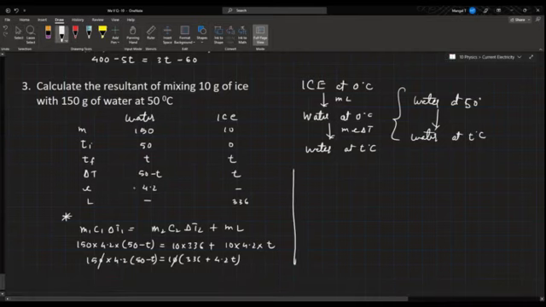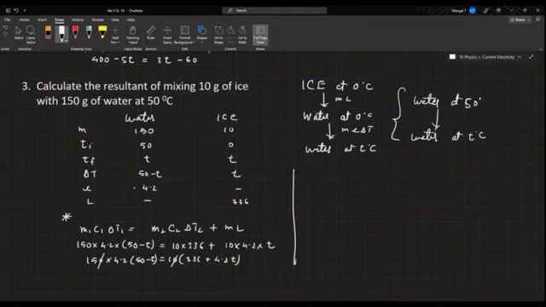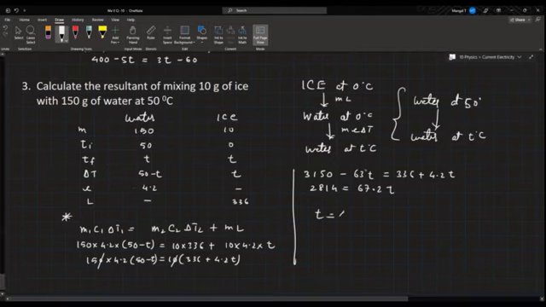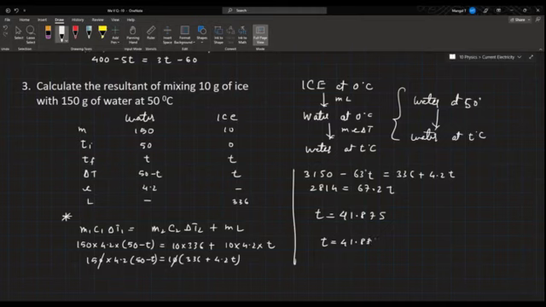So I will have 15 into 4.2, that is 63. 63 into 50 will give me 3150 minus 63T, 336 plus 4.2T. So 3150 minus 336 is 2814, and 63 plus 4.2 is 67.2T, so T is 41.875. So 41.88 degrees Celsius. This will be the final temperature.